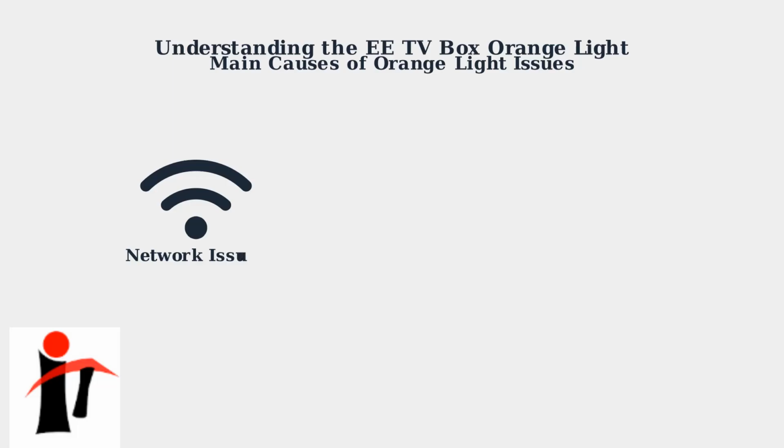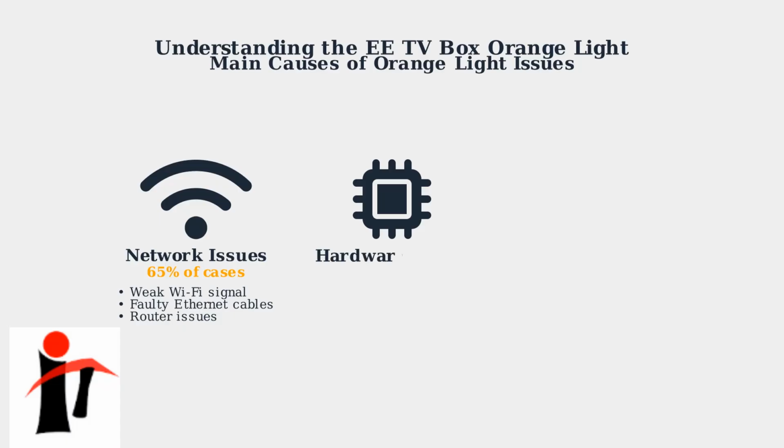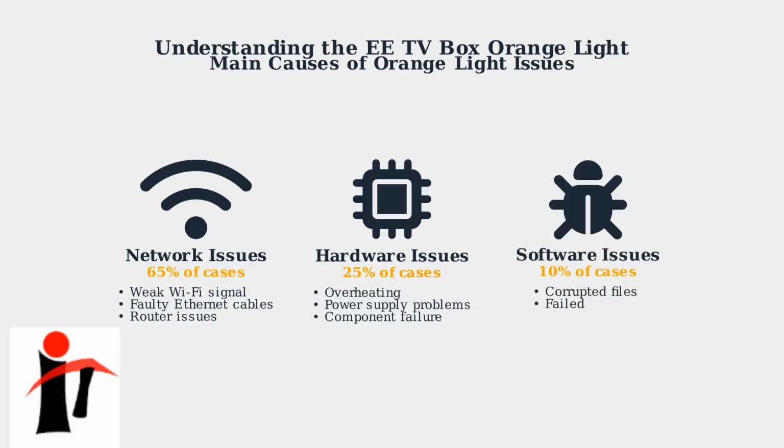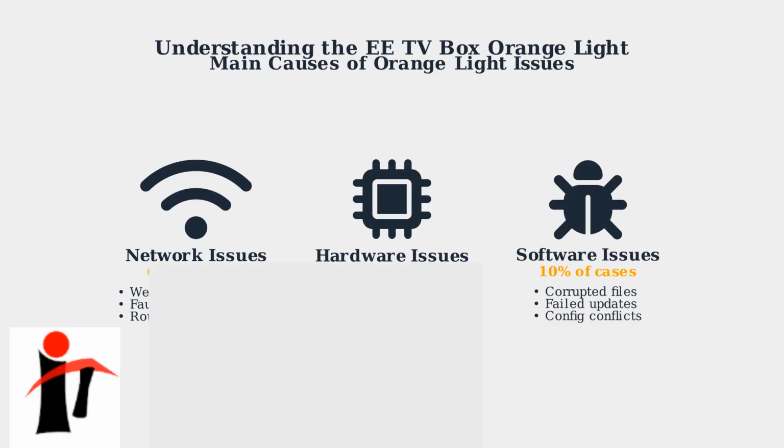Based on recent data, orange light issues fall into 3 main categories. Network connectivity problems account for 65% of all cases. Hardware-related issues make up 25% of cases, including problems like overheating, power supply degradation, and internal component failures. Software and firmware issues represent the remaining 10%, typically involving corrupted system files or failed updates.